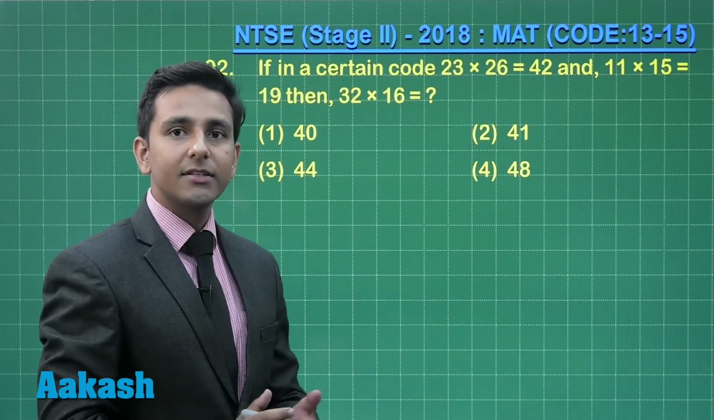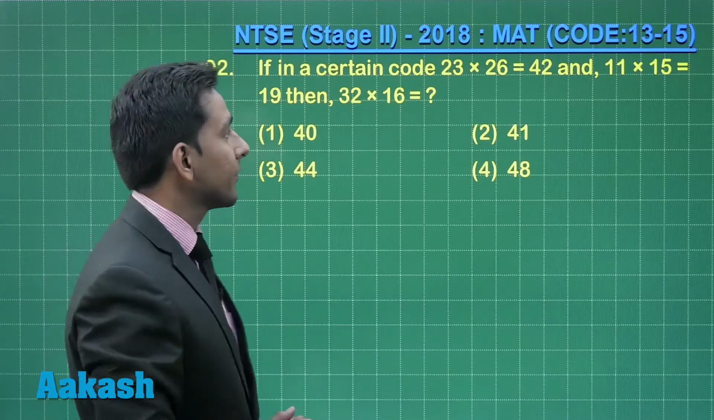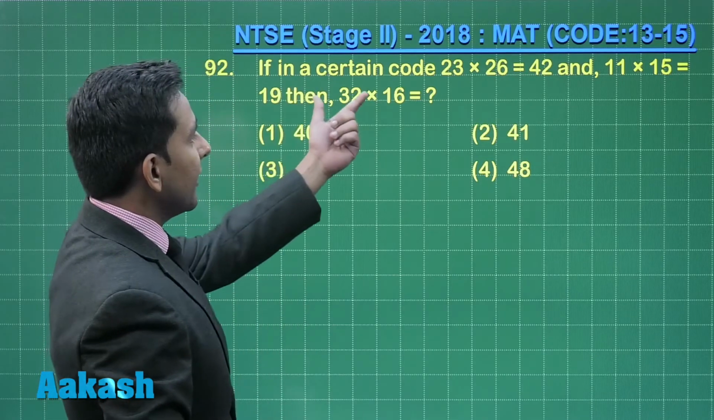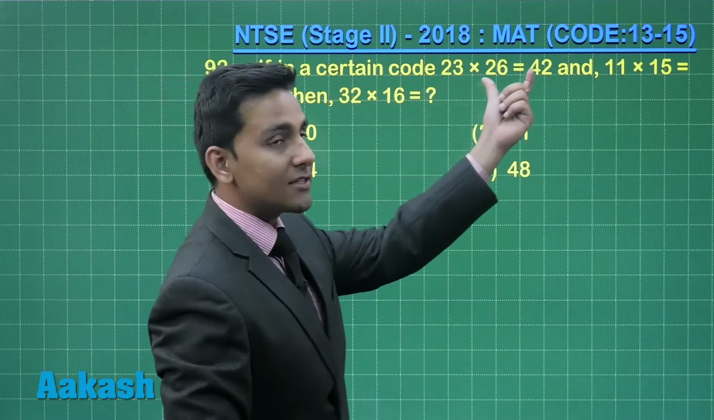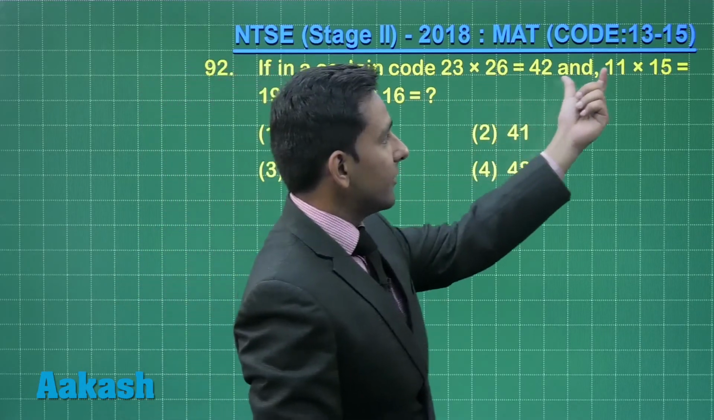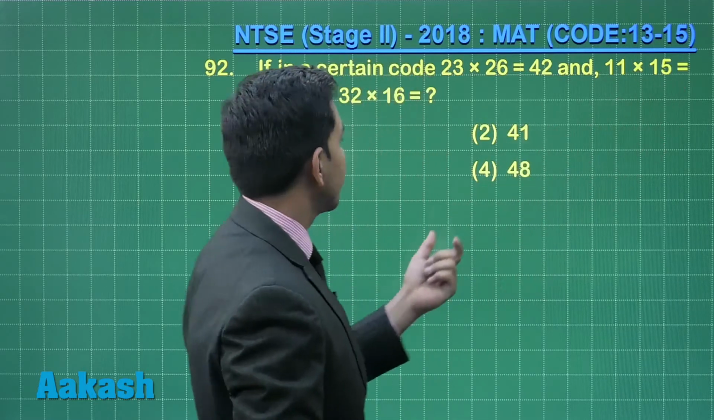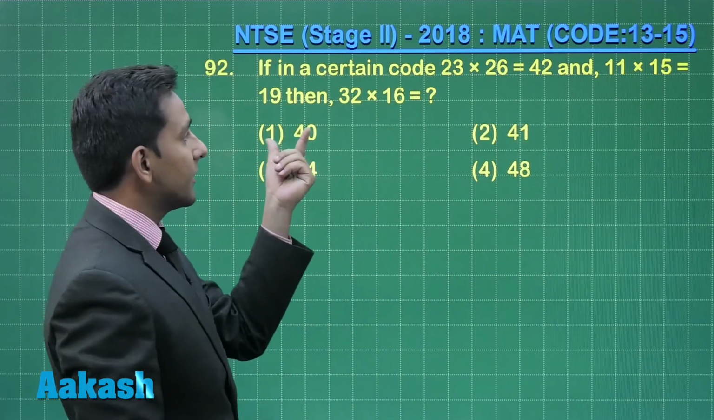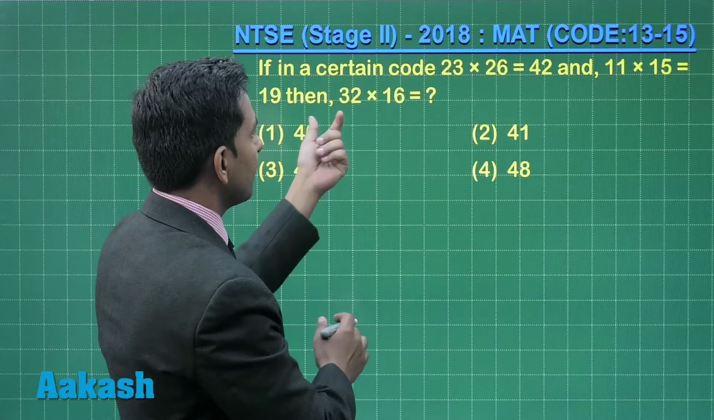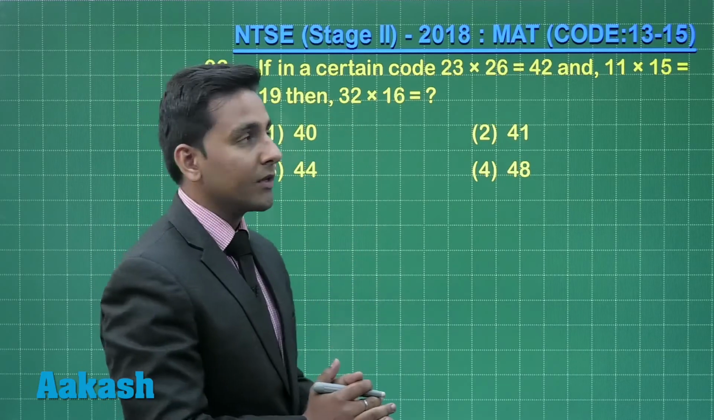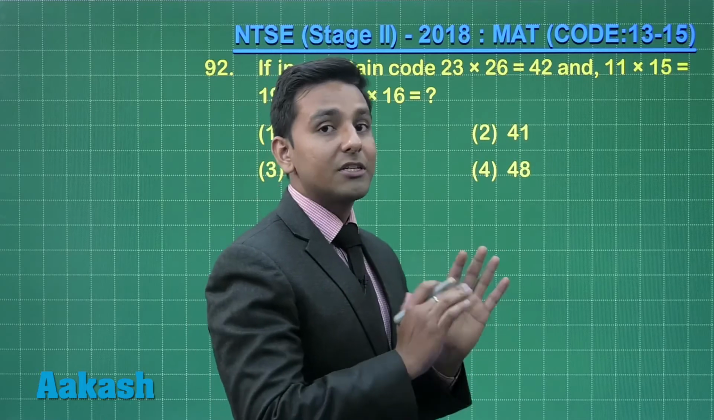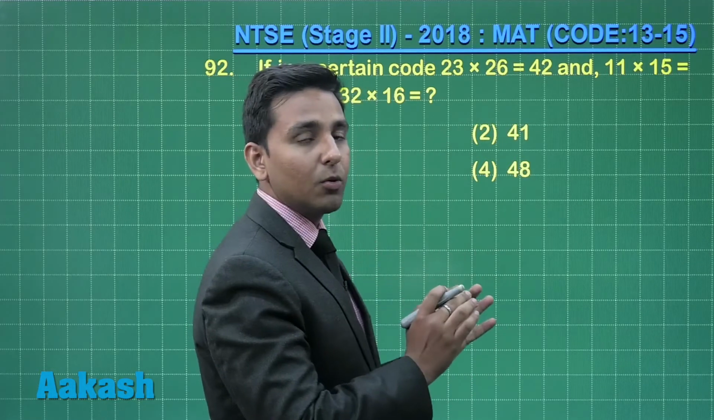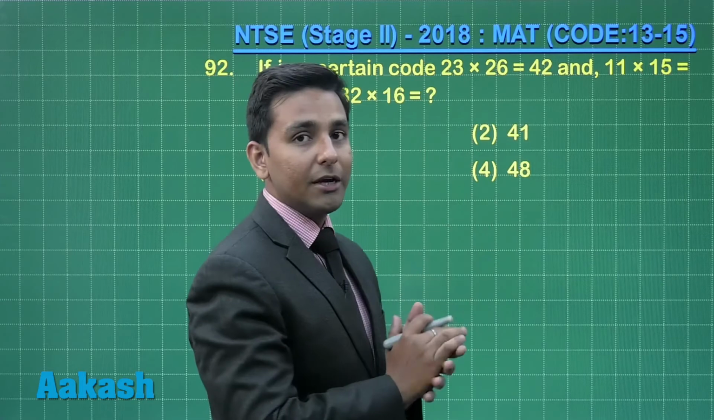Now friends, let's discuss question number 92. If in a certain code 23 multiplied by 26 is written as 42 and 11 multiplied by 15 is written as 19, then we have to find the value of 32 multiplied by 16. Here the multiplication sign is used for a different purpose, a different operation. So first we have to decode the purpose of this multiplication sign.